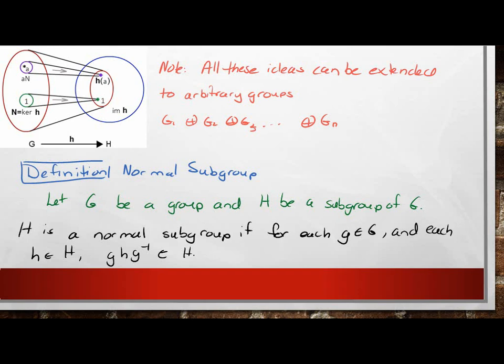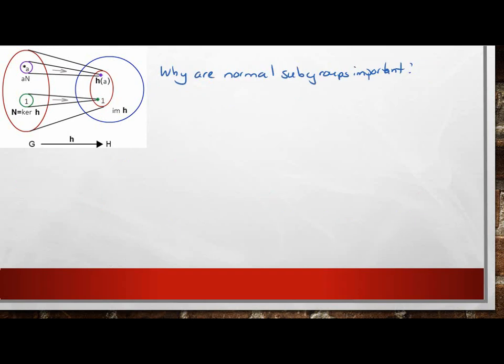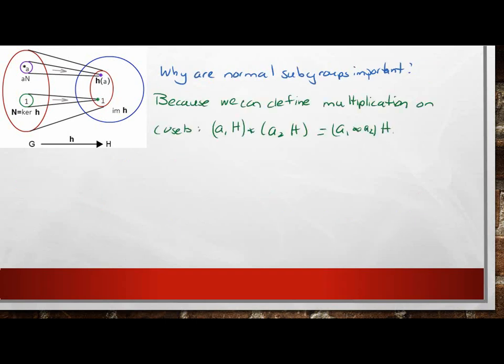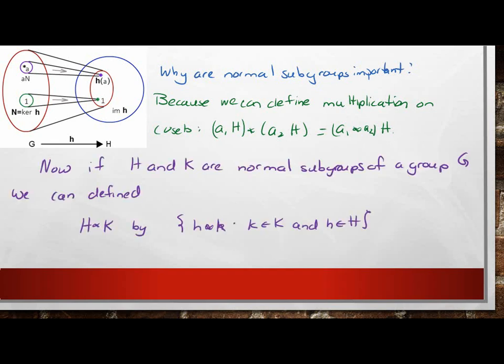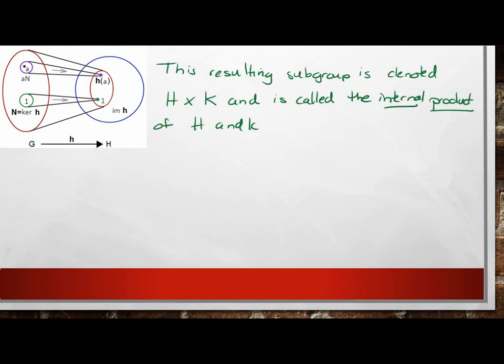Is there a notation for a normal subgroup, like a sideways triangle thing? I don't think Fraleigh uses that notation. There probably is. In fact, most books use capital N for the normal subgroup, but I needed two, so I used my H and K's. That resulting subgroup is called the internal product of H and K.